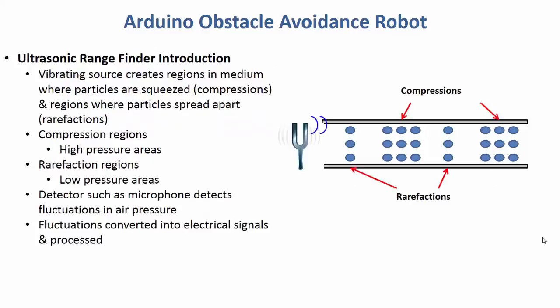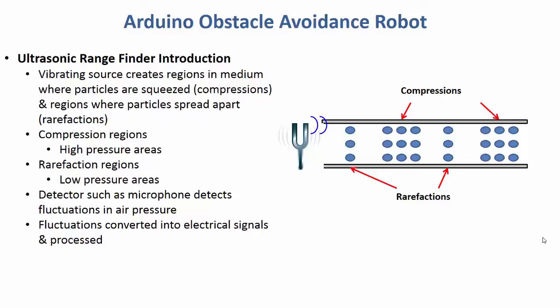So to actually make sound, we need a vibrating source. And in the figure, if we take the example of a tuning fork and we strike it, this vibrating source then is going to create regions in the medium where the particles are either squeezed, and we call these compressions, or in other regions where the particles are actually spread apart, and we call these rarefactions. Now in the compressed regions, they're areas of high pressure, and the rarefaction regions are areas of low pressure.